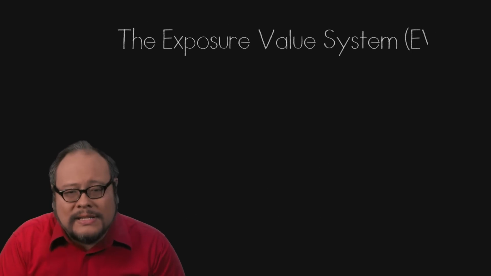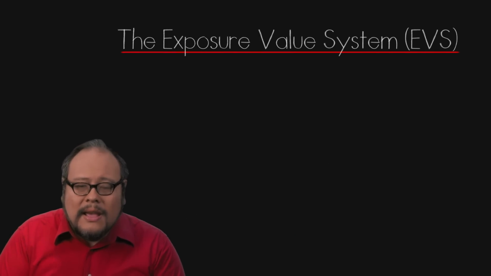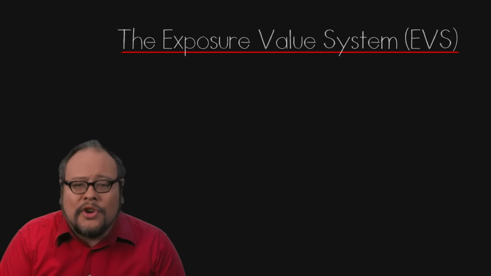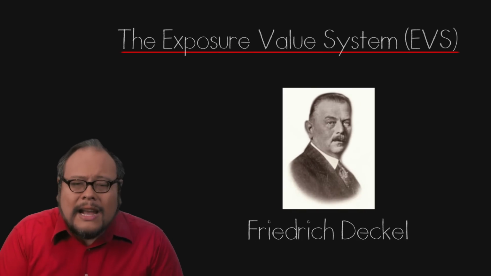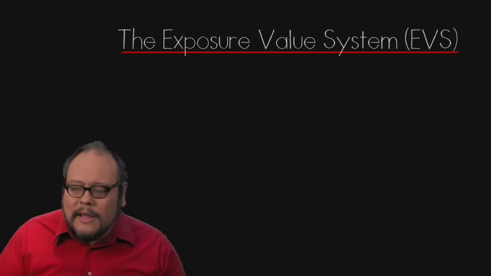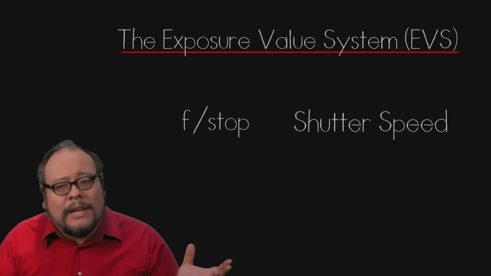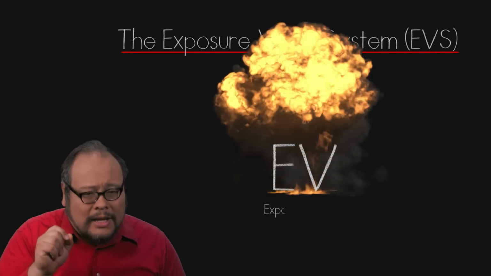I know some of you are chomping at the bit, just waiting for me to demonstrate what different apertures and different shutter speeds look like. Well, hold on, because there's one concept that I want to discuss which will tie these two things together. The exposure value system, or EVS. The EVS concept was developed by the German shutter manufacturer Friedrich Dickel in the 1950s. The idea was to replace two numbers, the f-stop and the shutter speed, with just one number, the EV.